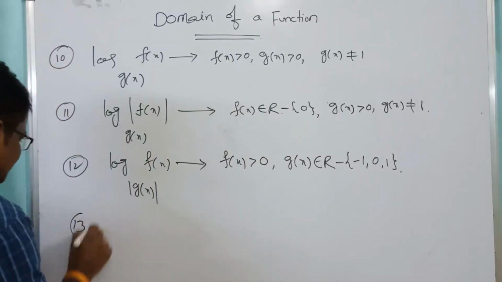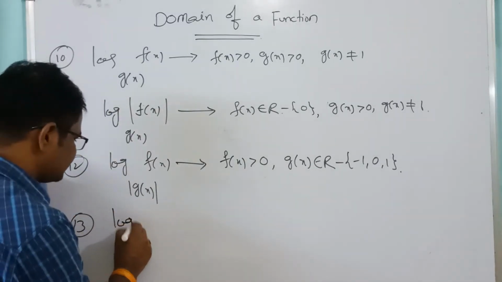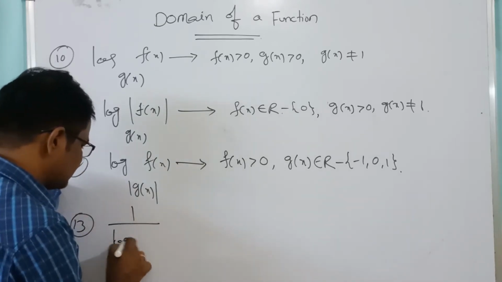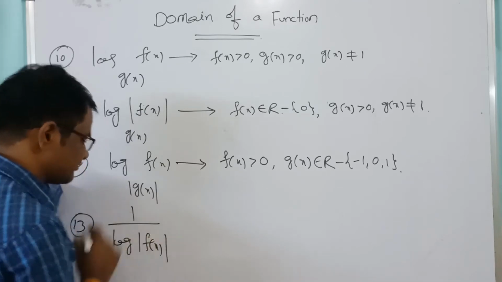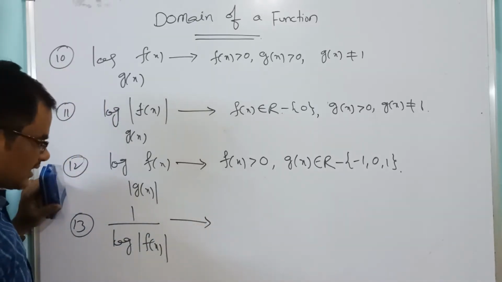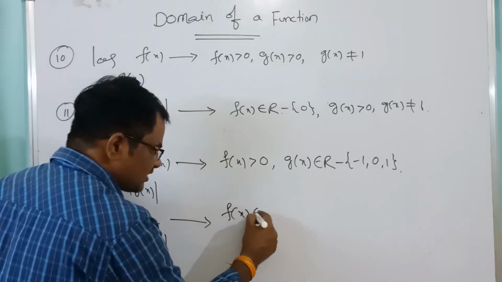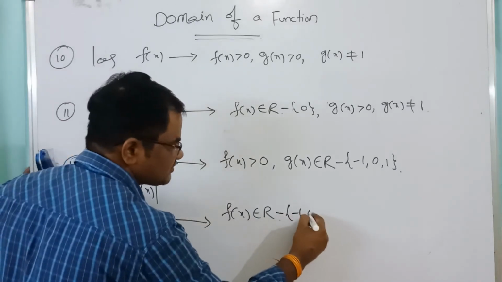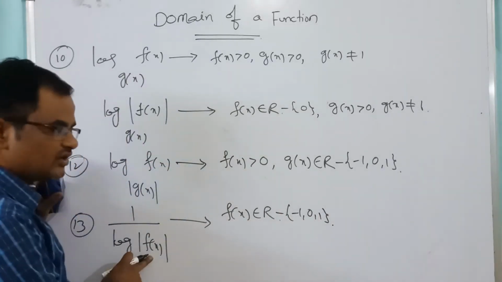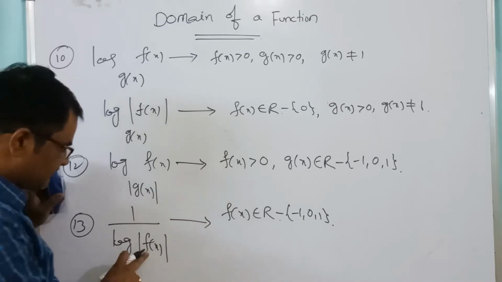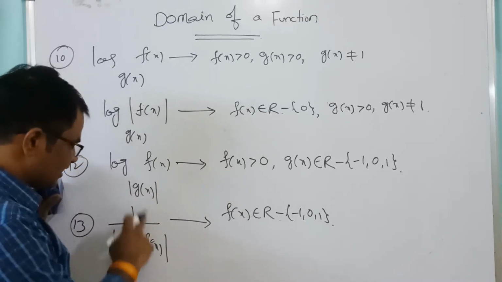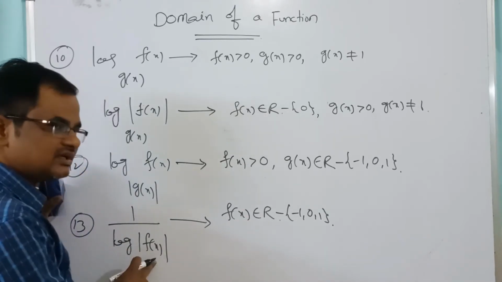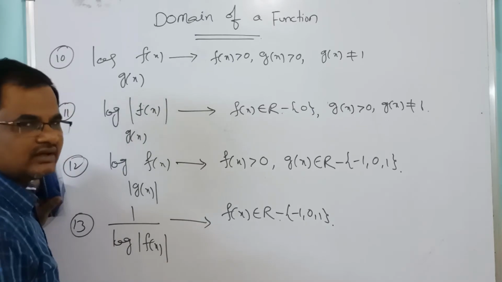Next one is this one: log of 1 by log of mod f of x. When is it defined? f of x belongs to the real numbers, any real number you take, the log exists, but except -1, 0, 1. Because if you take 0, log 0 is not defined. If you take 1, log 1 is 0, and 1 by 0 is not defined. For -1, the modulus of -1 is 1, log 1 is 0, and 1 by 0 is not defined, right?